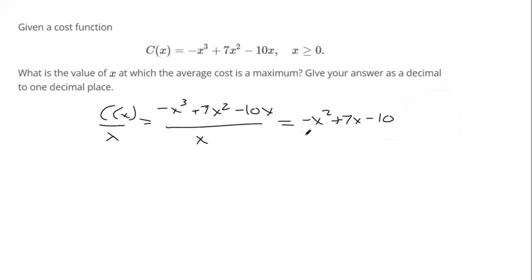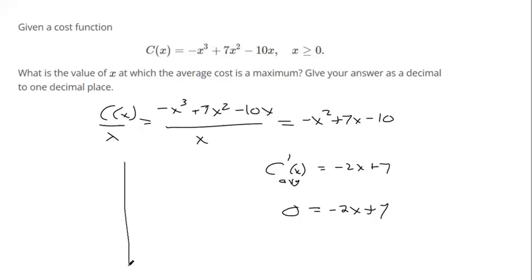Or the other way of doing it is you could use differentiation. You could take the derivative. This is the derivative of the average cost. That's negative 2x plus 7. And then set the derivative equal to 0. By doing that, you're finding the horizontal tangent.